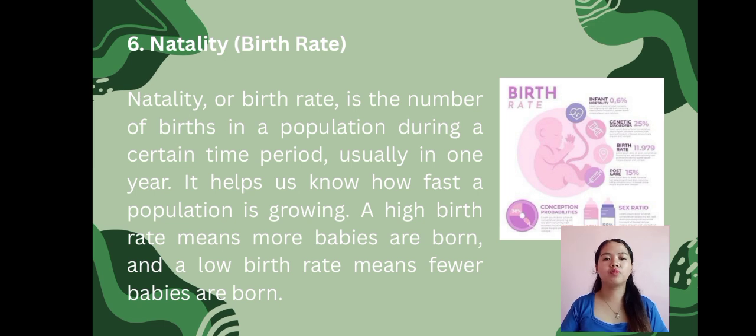Sixth and last population characteristic is natality or the birth rate. Natality or birth rate is the number of births in a population during a certain time period, usually in 1 year. It helps us know how fast a population is growing. A high birth rate means more babies are born, and a low birth rate means fewer babies are born. So, birth rate affects how fast a population grows.